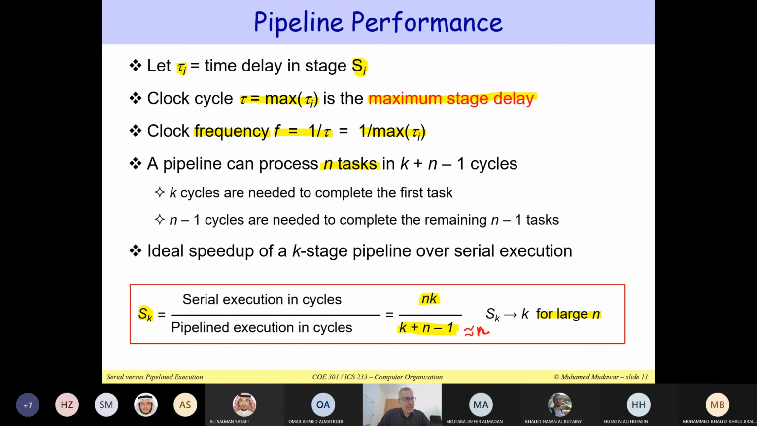And k is the number of stages in the pipeline. Typically this is a small number of stages. You don't have hundreds or thousands of stages, you only have a few stages in the pipeline. n can grow to billions of instructions in a given program. So if you have a very large n, then n plus k minus 1 becomes approximately equal to n.